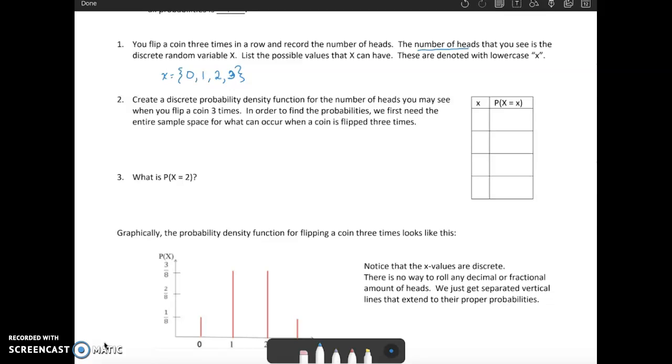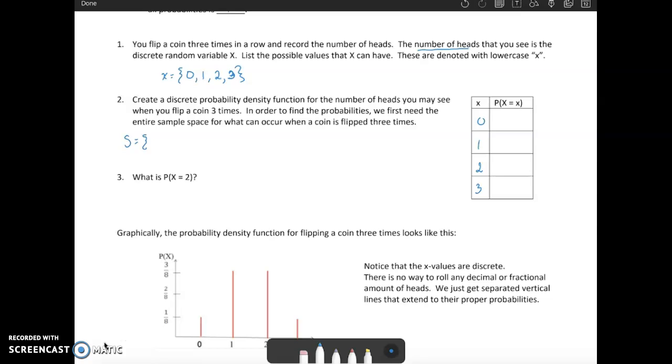To actually create a discrete probability density function for the number of heads you can see when you flip a coin 3 times, you need to find the probabilities of each one of these. So we already know the different values that X can take on. It could be 0, 1, 2, or 3 heads observed. But now what we need are the probability of seeing 0 heads, the probability of seeing 1 head. And in order to do that, we need to have the entire sample space listed. So I'm going to call this capital S for the sample space here. What we could see when we flip a coin 3 times.